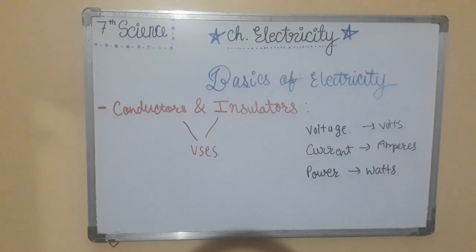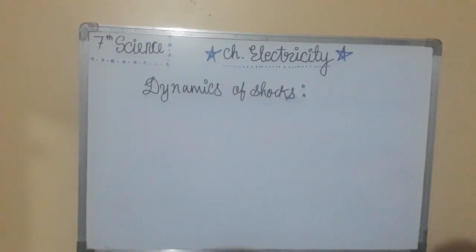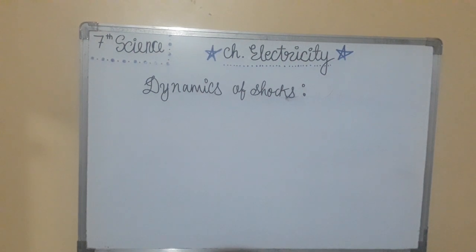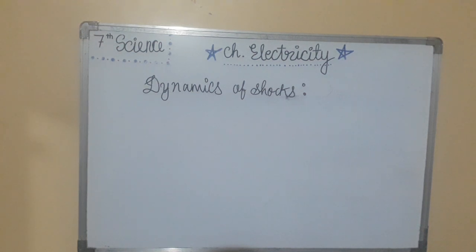Now, we will learn about dynamics of shocks. The human body is a good conductor of electricity. The minimum push that is needed for electrons to move in the human body is 40 volts.